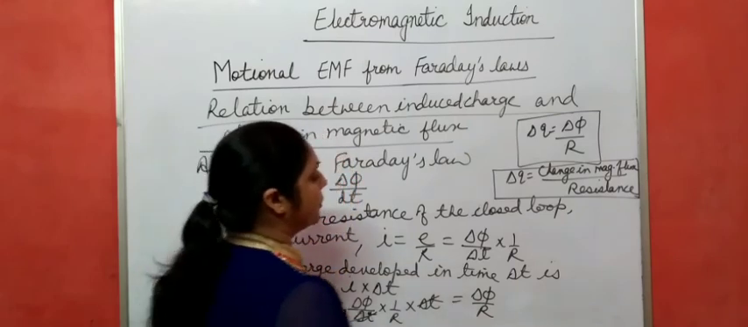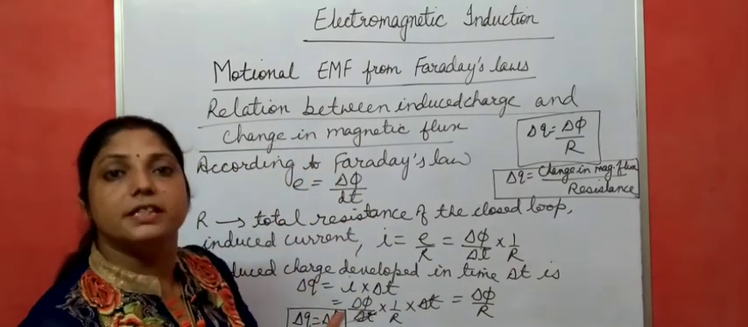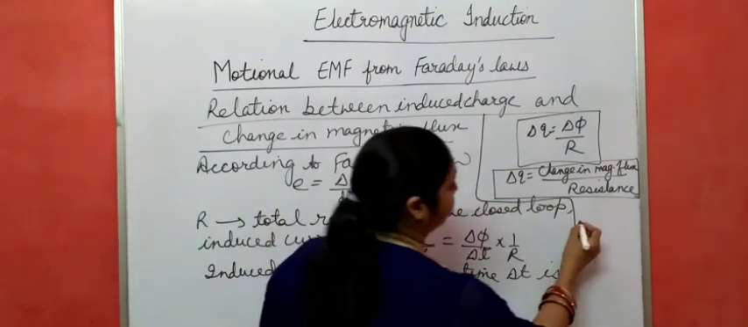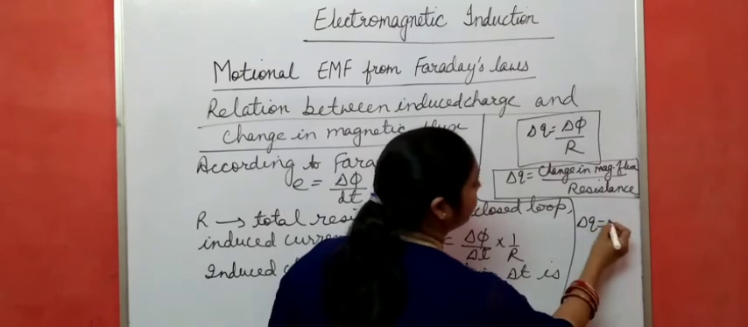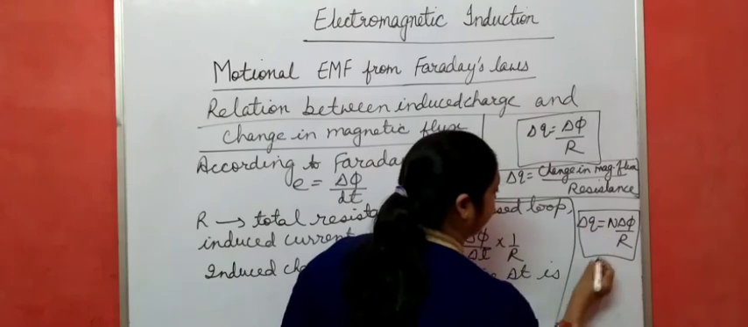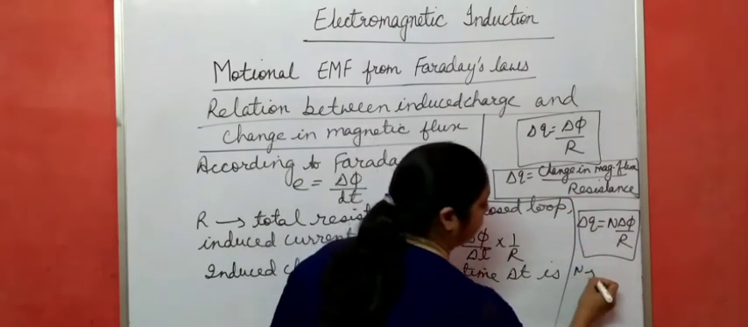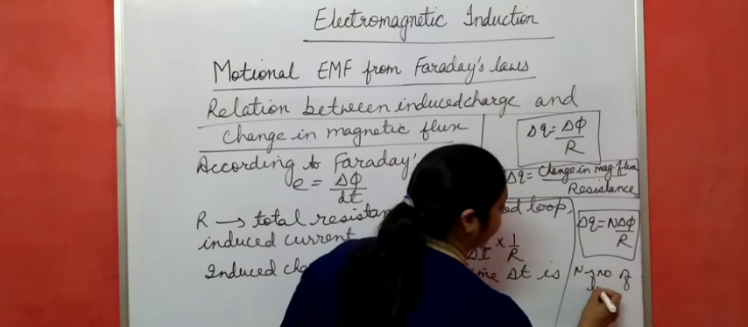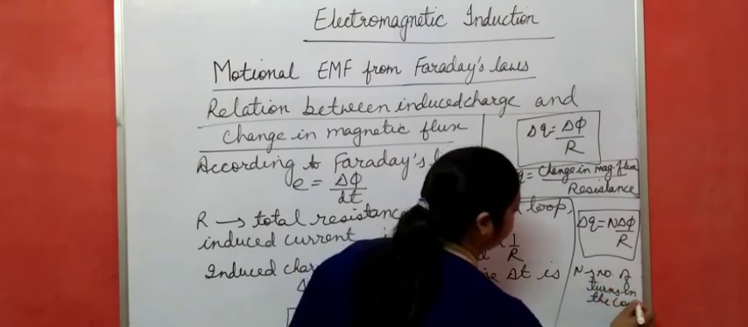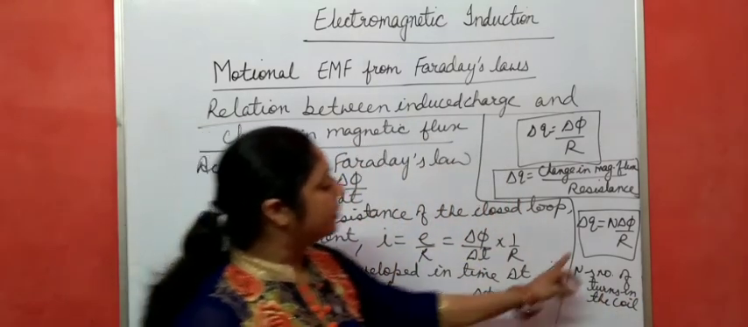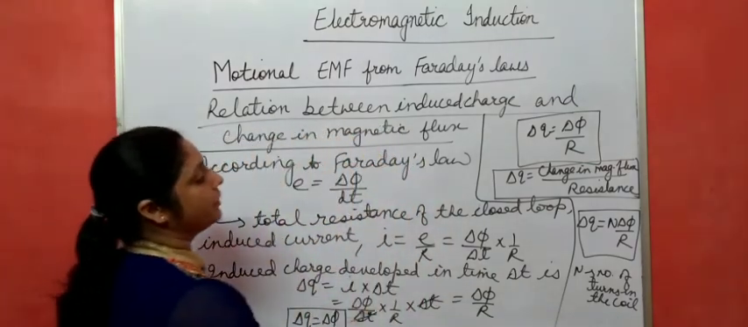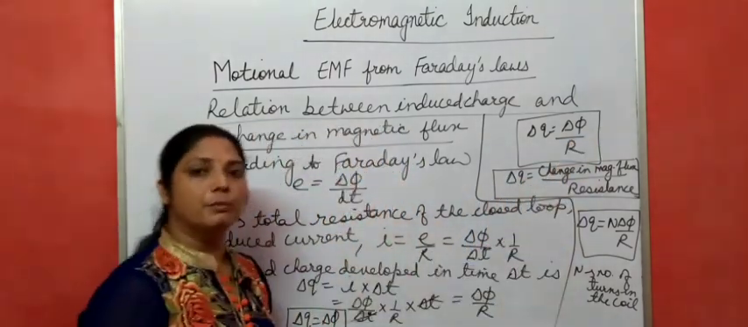If there are n number of turns in the coil, then the expression for charge becomes del Q equals n del phi by R. This is the case when n is the number of turns in the coil. So induced charge delta Q equals n delta phi by R. This is the relation between induced charge and change in magnetic flux.